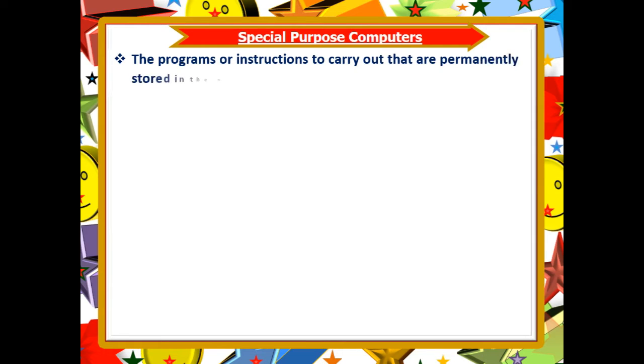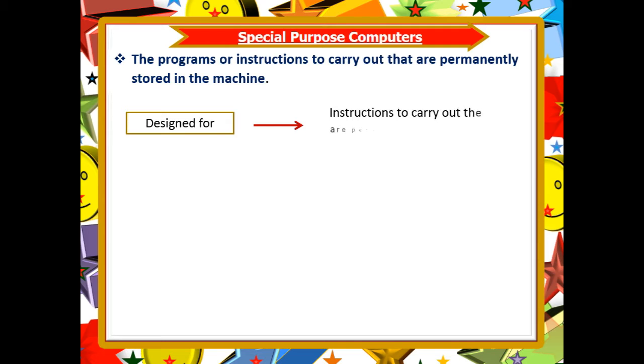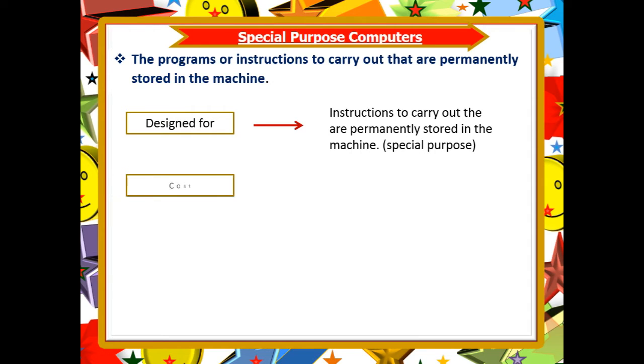Now let's talk about special purpose computers. The programs or instructions to carry out the task are permanently stored in the machine. That means a special task is stored in it. We can't do any additional or other functions. And talking about its cost, it is very low and its storage capacity is limited.